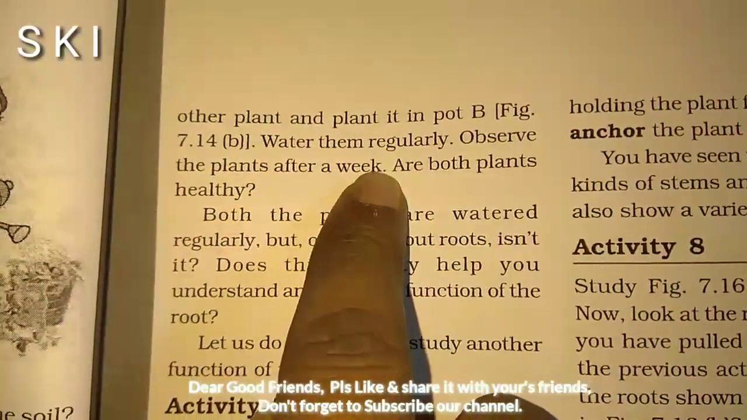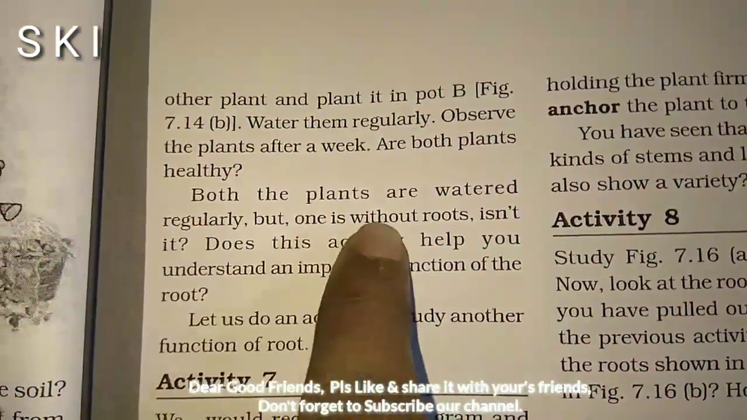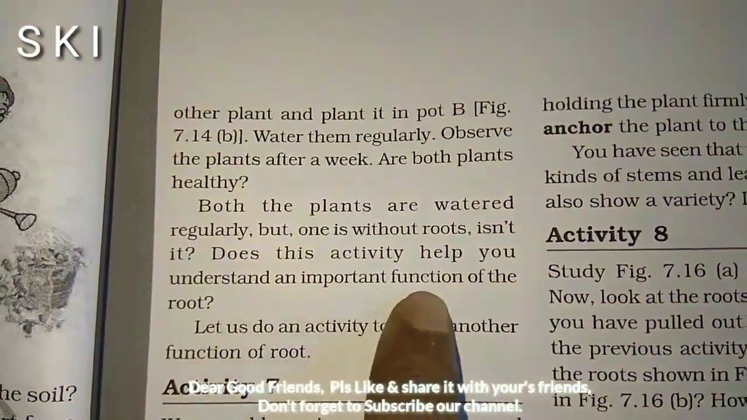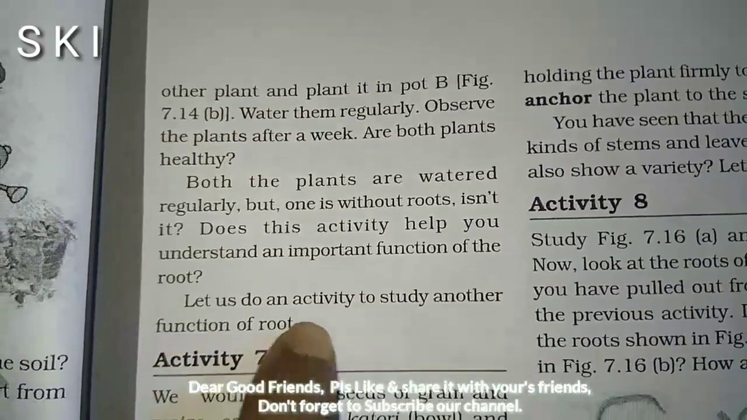Observe the plants after a week. Are both plants healthy? Both the plants are watered regularly, but one is without roots. Isn't it? Does this activity help you understand an important function of the root? Let us do an activity to study another function of root.